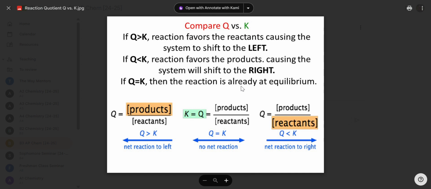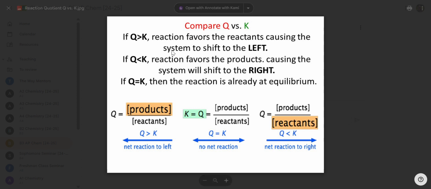Q is basically if we calculate K before equilibrium. So right when we throw all of the ingredients into a reaction, it takes a little while to get to equilibrium, but right away, at the beginning, you can ask, what is the constant value right now? And that's Q. That's big Q. That's basically K at a specific point in time.